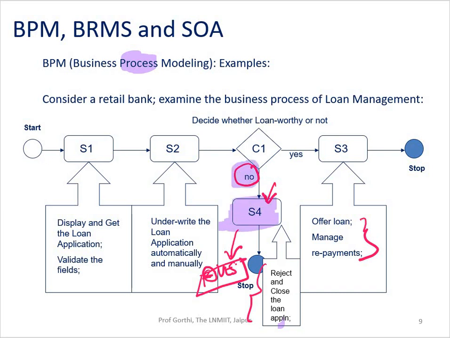Once I find that the loan cannot be given, let me have a look: is there any scope? I may ask for, let's say these days, the gold possessed by that particular customer, so I can have a gold loan kind of scheme. All these things totally depend on the kind of business process I have.